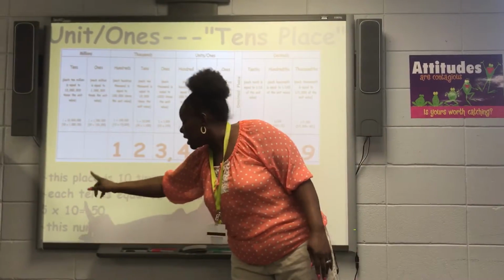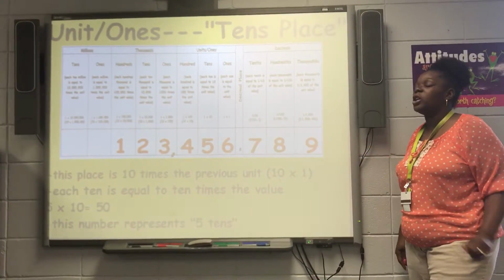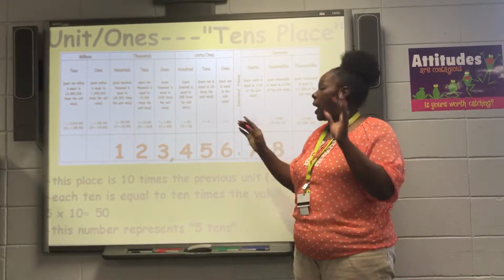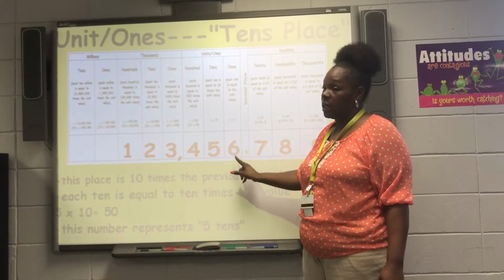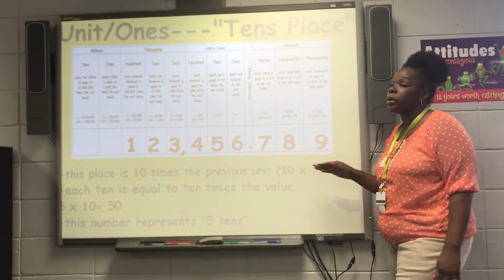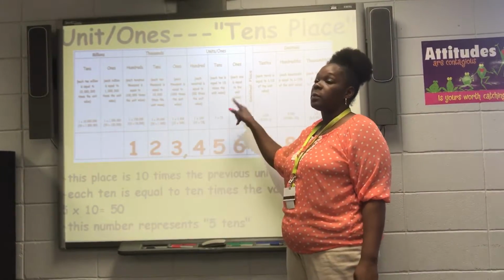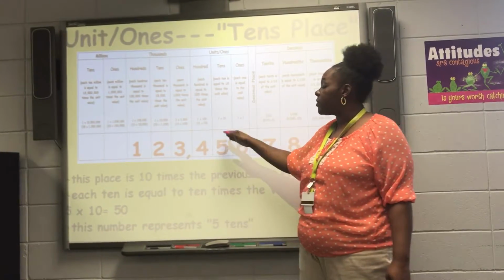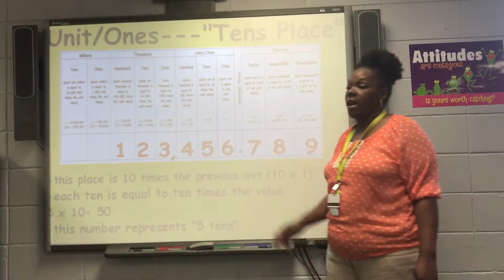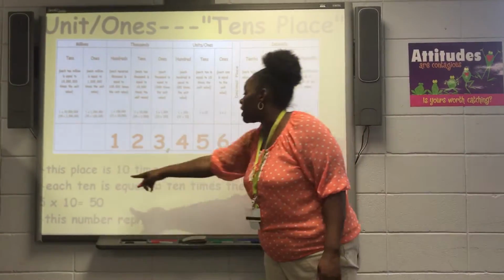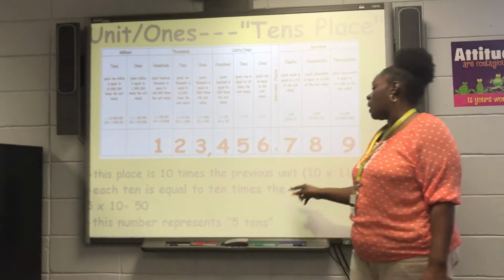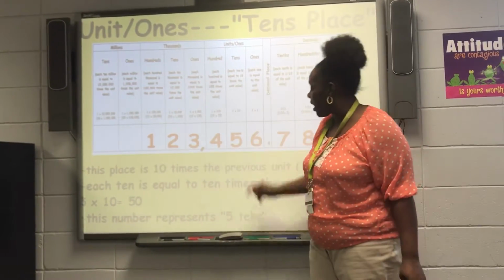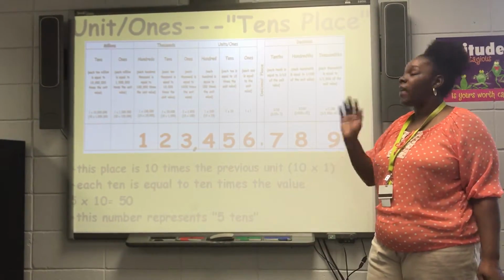It tells us that this place is 10 times the previous unit. So if our ones was only worth 1 times that number, which makes this only be worth 6, then this tells us that our unit value is 10 times the previous position. So that's why this unit is worth 10. So if we have 5 tens, what is the value of that 5? 50. Because each 10 is equal to 10 times the value, which is 5 times 10, which is 50, which makes that 5 represent how many tens? 5 tens. Good job.